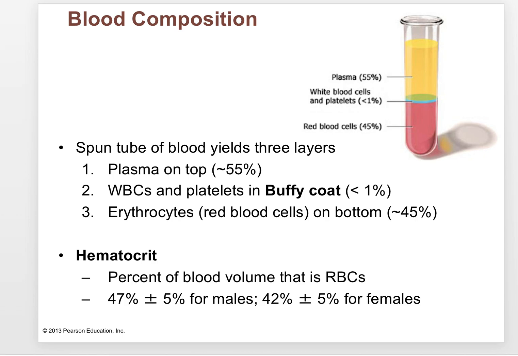The percentage of the blood volume that's red blood cells is also called the hematocrit. Normal for males is about 47%, give or take 5%, and for females is 42%, give or take 5%.